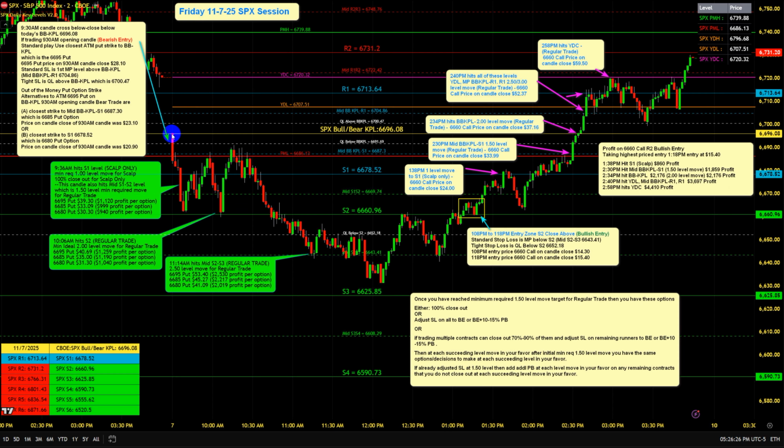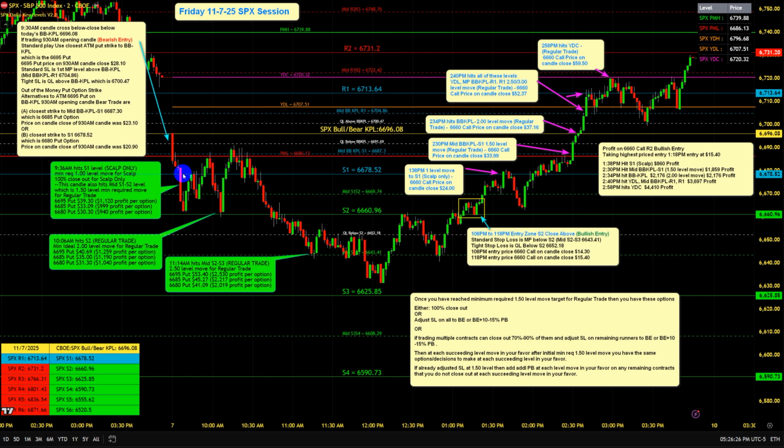Okay, so we have the bearish opportunity. We have the one level move here for the scalp exit, and we have also in this candle the 1.50 minimum required move for a regular trade, which triggers all of these different options here on the regular trade for managing that trade level to level from that point on, versus scalps, which are 100% closeout only with no adjustments and no continuation. That is the main difference between a scalp and a regular trade.